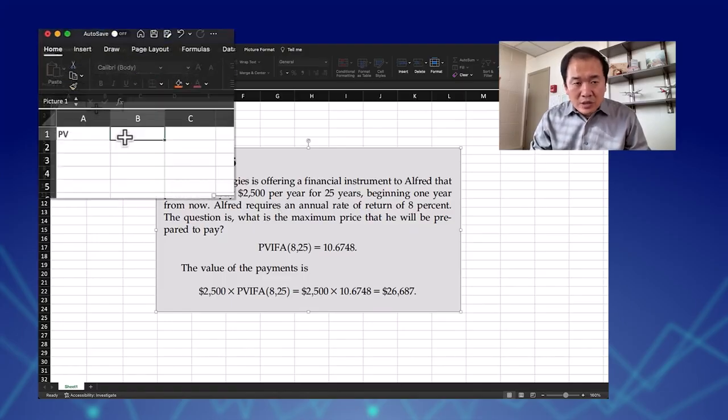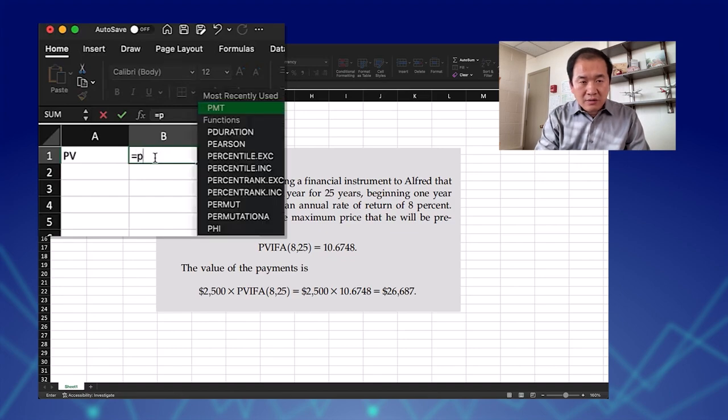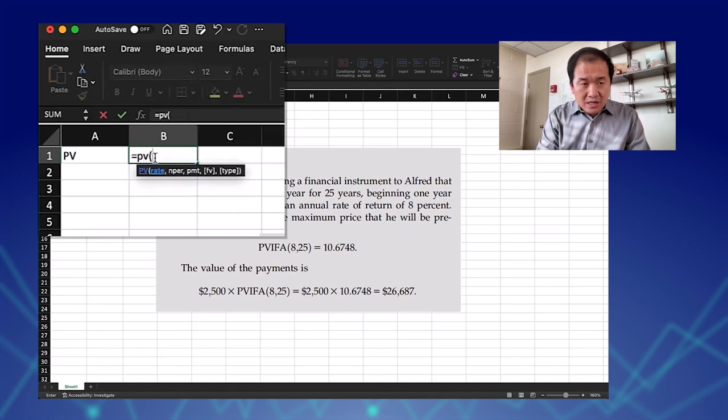But what you really need to do is convert those future payments into their present value. So we'll use the Excel function PV. The PV function asks you for some parameters. First is the rate. In this case, the interest rate or expected return rate is 8%, so I type in 0.08.